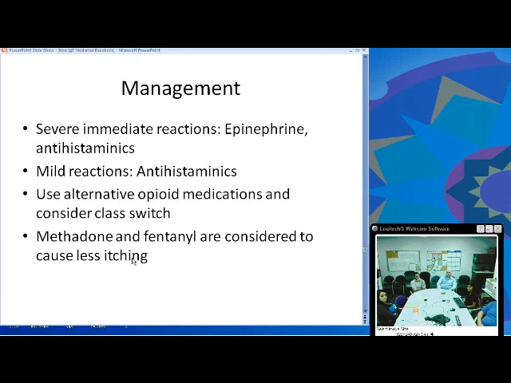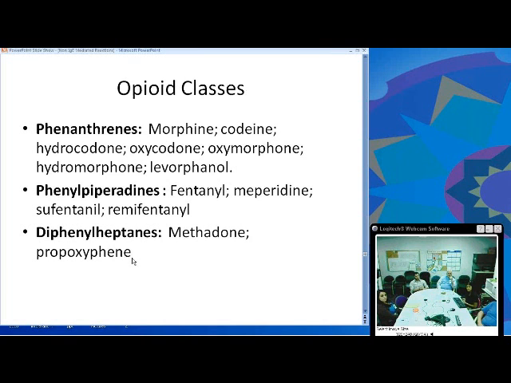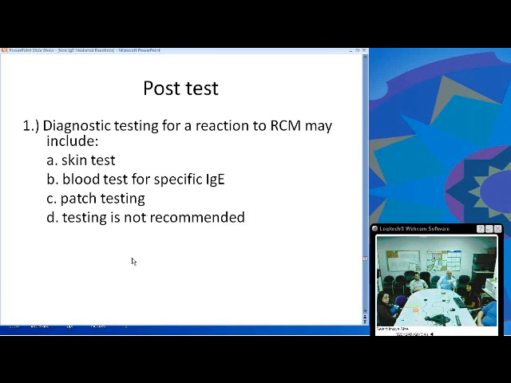So for the management of these reactions, if it's severe, treat it like any anaphylactic reaction with epinephrine and antihistaminics. Milder reactions, just antihistaminics. They propose using alternative opioid medications and considering class switch. Specifically, methadone and fentanyl are considered to cause less itching. So these are the different classes where morphine, codeine, hydrocodone, all of those are in one class. The meperidine, fentanyl are phenylpiperidines, and diphenylheptanes are methadone and propoxyphene. I guess that's the end of my presentation.